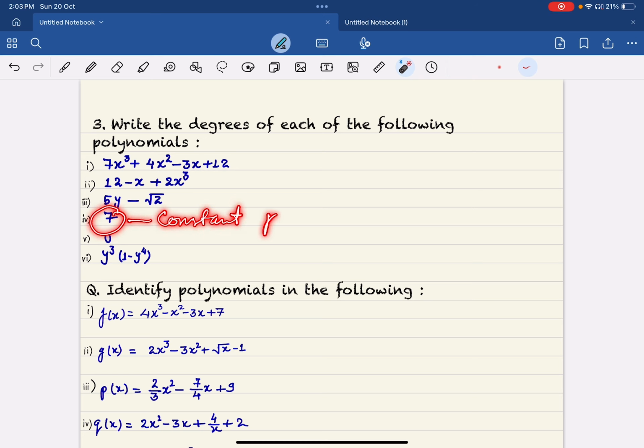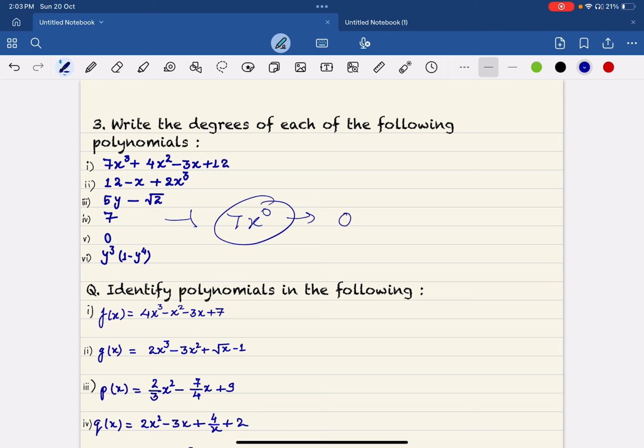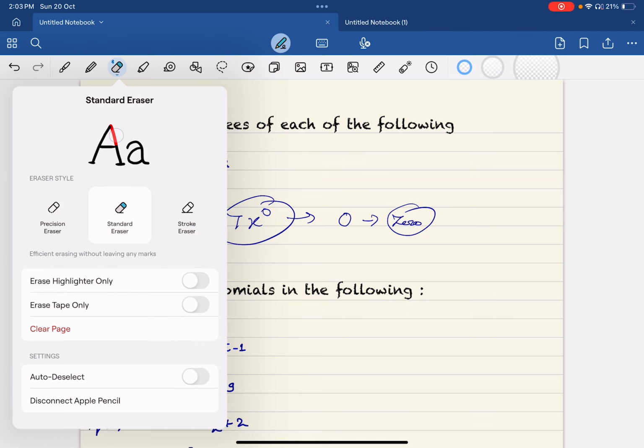Okay, so the degree of the constant polynomial is 0. Why? Because 7 can be written like this, and the highest power of the variable is 0, so the degree of the polynomial is 0. Okay. So now let's move on to the next question.